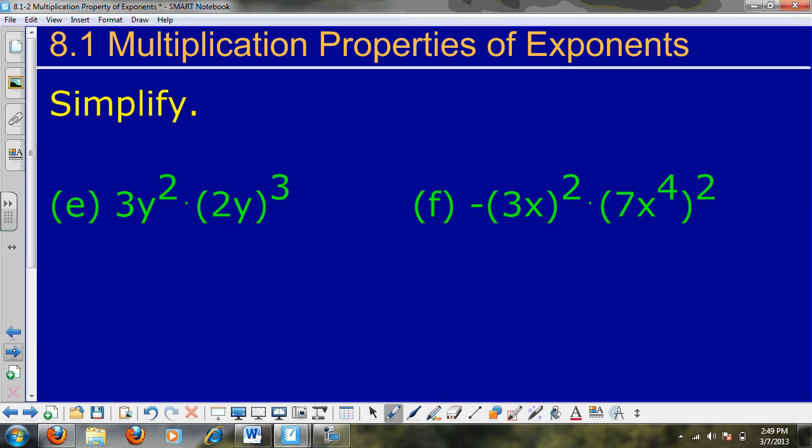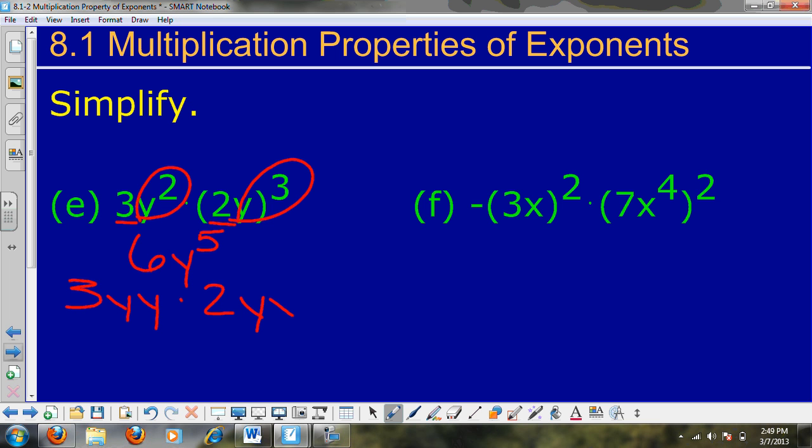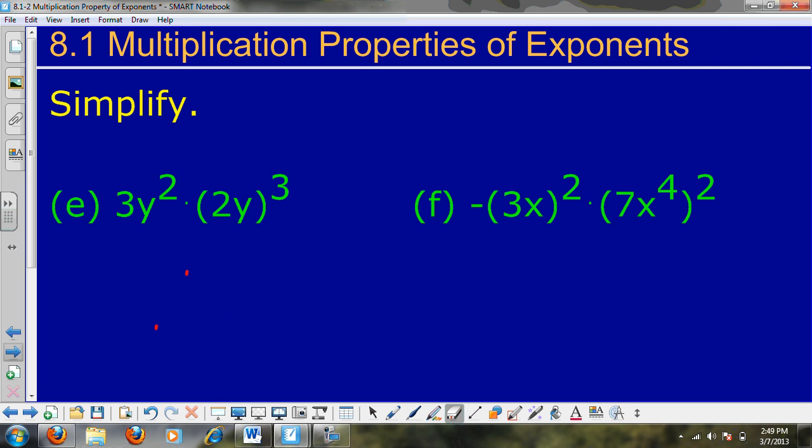E. 3y squared times 2y to the third. What can I do here? I can multiply my coefficients, right? 3 times 2, Nathan, yep, is 6. But then my bases have the same base, so what can I do with those exponents? Add them together. So 6y to the 5th. Because essentially this is 3y times 2y, or sorry, I messed up on that one. My bad. Start over. I didn't pay attention to the parentheses.